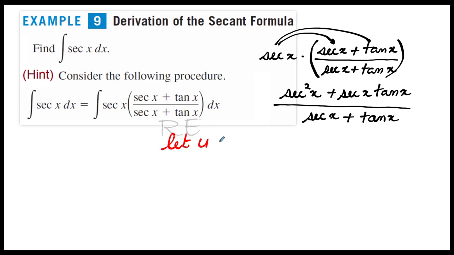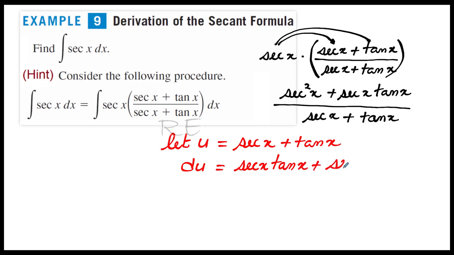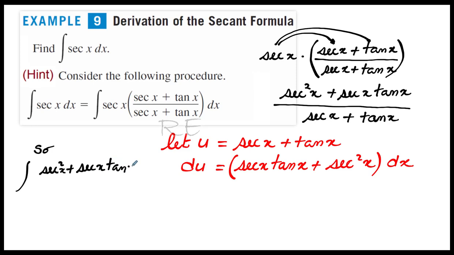So if we let u be secant x plus tan x, its derivative du will be the derivative of secant, which is secant x tan x, added to the derivative of tangent, which is secant squared x dx. Now, secant x dx becomes secant squared x plus secant x tan x over secant x plus tan x dx.